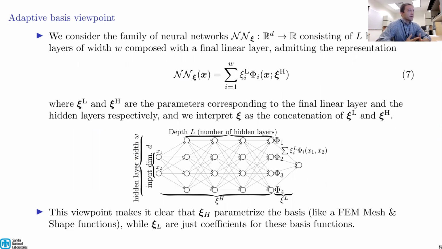This is how we think about deep neural networks in our group. So if you consider the type of neural networks for regression that I showed you and just think about a univariate regression problem, your neural network looks like this, where these phis are the outputs of your nodes in your hidden layer. So with this formula, it makes it clear that the hidden layer parameters, which parameterize everything up to these phis, parameterize a basis. So this is analogous to a finite element mesh and shape functions that are parameterized by the coordinates of your mesh and however you chose to parameterize your shape functions. That's basically what the hidden layer block is doing. And the final linear layer are just coefficients for these basis functions.